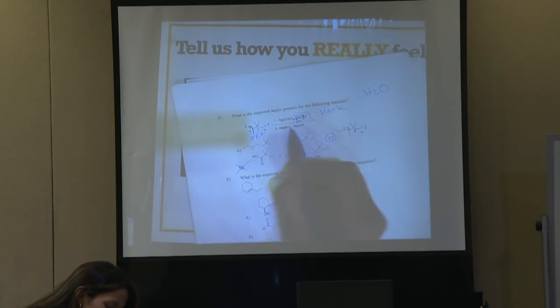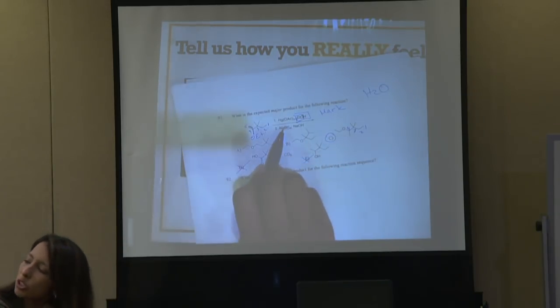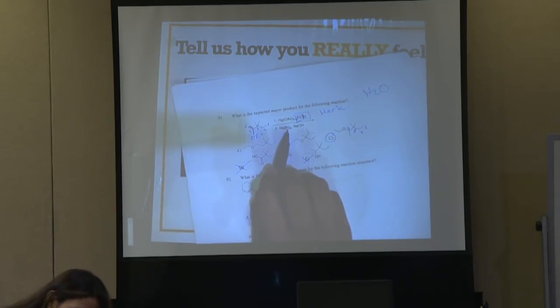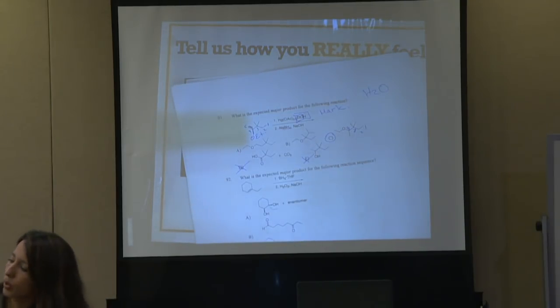Actually, this is a reducing agent, so maybe it reduces it. I'm not sure. Yeah. Right? NaBH4, sodium borohydride, is a reducing agent. That's a good question, though. It's probably in your book.